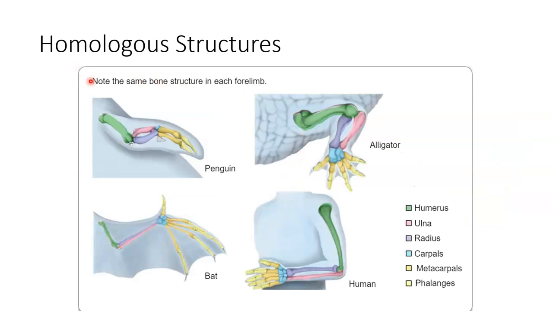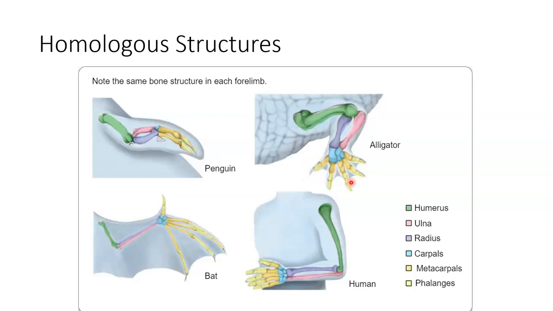Homologous structures, that note the same bone structure in each forelimb. So penguins, right, have wings, we like to say. Alligators have legs and feet and toes. And you can see the toes here on the penguin. If you were to look at a penguin's bone structure in its wing, it actually has bones. They're called phalanges, like the toes. Same thing in the alligator.